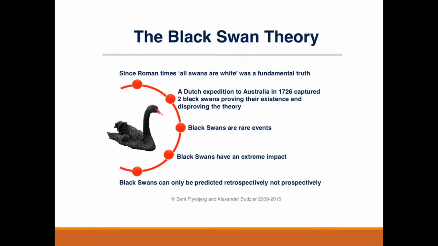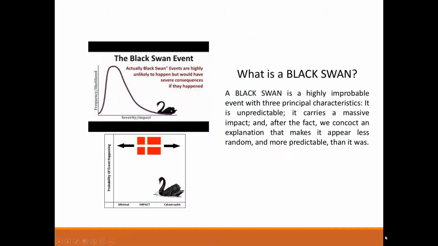Black swans are rare events, and they have an extreme impact. They can only be predicted retrospectively, and not prospectively. You can't anticipate that. So a black swan event is a highly improbable event with 3 characteristics. It's unpredictable. None of us could predict what was going to happen. It carries a massive impact. And after the fact, we make up explanations that make it appear less random and more predictable than it was. So the lesser the probability of it happening, the more catastrophic it can be. Now, I would say COVID-19 is a black swan event.